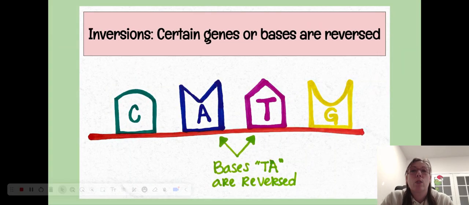And lastly, we've got what's called an inversion. So this is when certain genes or bases are reversed. So in this case, our T and our A are reversed. So those are some visual examples of all the kinds of mutations that we are going to be exploring.